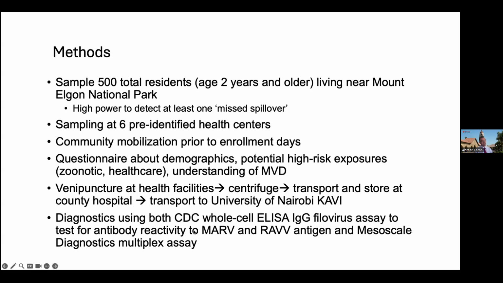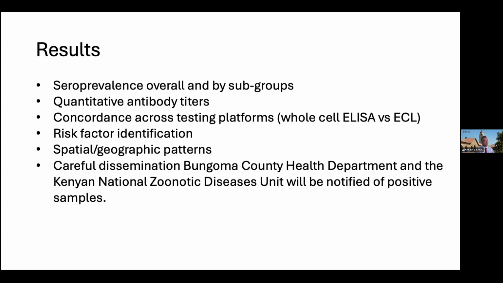I won't get into too much detail, although I can answer in the Q&A, but the diagnostics we're using are a CDC whole cell ELISA, and then also a multiplex electrochemiluminescence platform that is similar to ELISA, but can test for many different antibodies to all kinds of zoonotic pathogens. And we're looking at how many people test positive for these antibodies. How positive are they testing? Are these antibodies ones that can neutralize virus and can be used for therapeutic development? And then we're looking at all sorts of risk factors for testing positive.